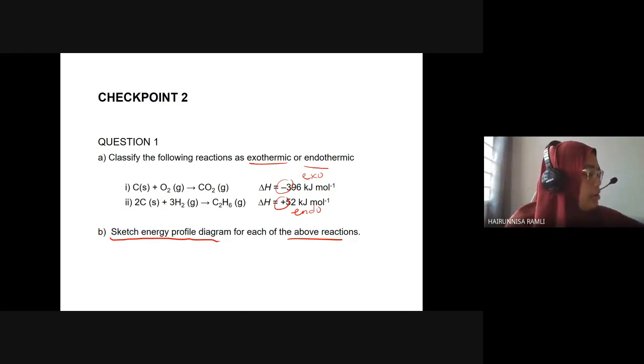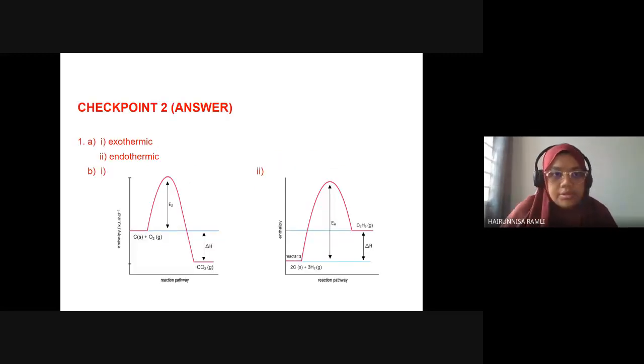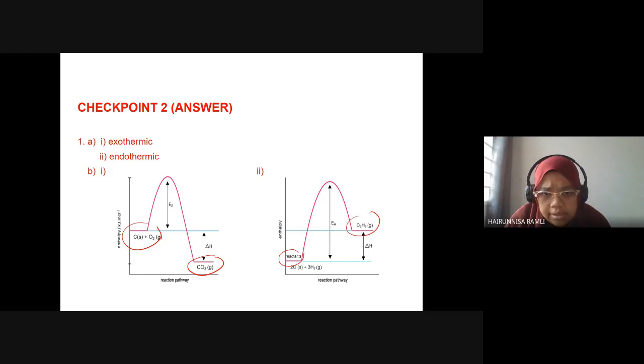Okay, have you drawn? Let's check. Did you get the same? So, exo. This is exothermic, so the reactant must be higher than the product. If endo, the reactant is lower than the product. The rest you have to include: the axes, enthalpy, reaction pathway, the letter H, the EA. And then, since there is an equation, you have to write the equation. So here are the reactants, here the products. You must write reactants and products.